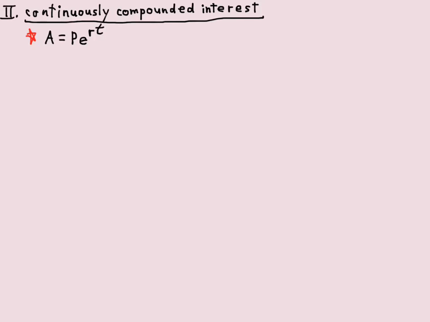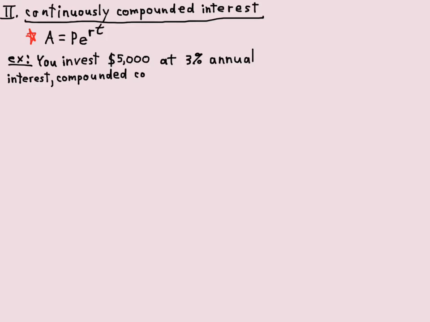T is probably in years, although when they give you the interest rate, it would say 3% per day or 3% per year. But usually they'll say annual interest of 3%, compounded continuously or something like that. Okay, so it's almost the same formula that we just had, except there's no minus in front of the R, because you're not losing money, hopefully you're gaining money.